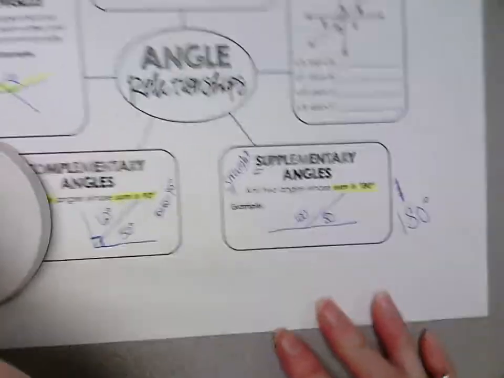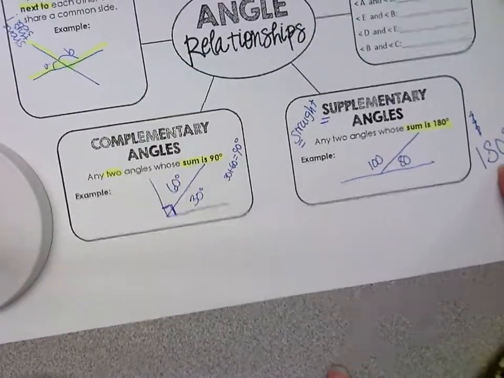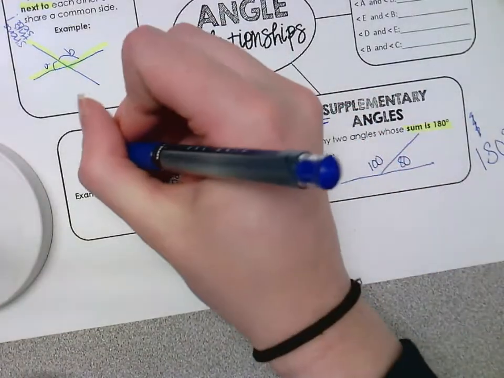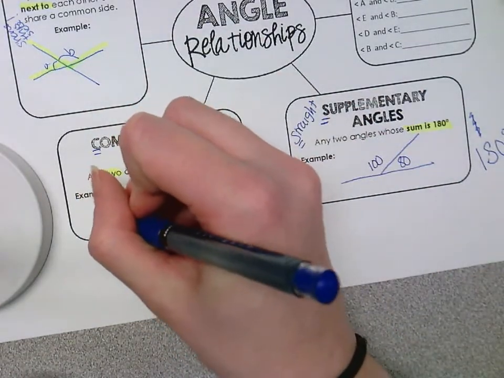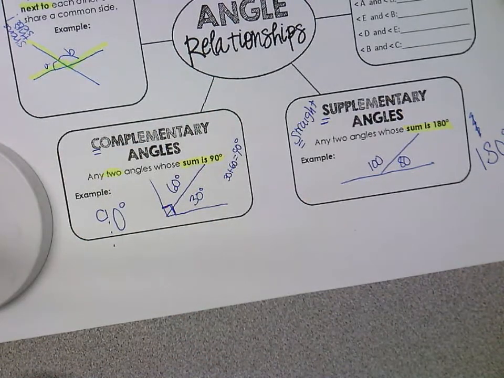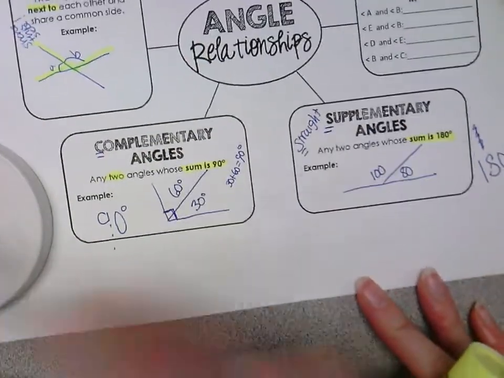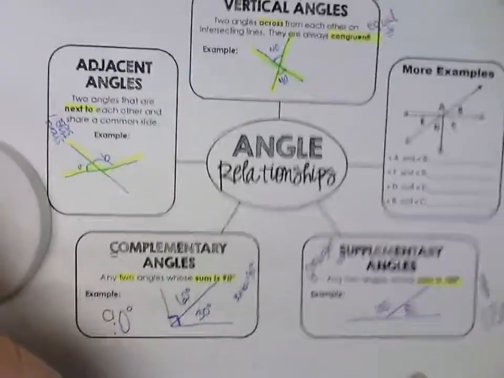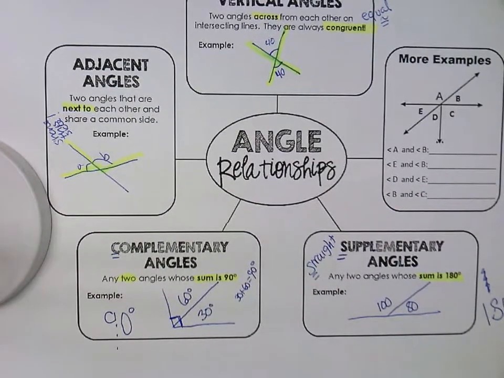And then also when we talk about supplementary and complementary, we can do the same thing similar to this. Complementary starts with a C, and I can draw my dots and make it look like a 90 degrees. Okay? So now that we've talked about the four different types of angle relationships, we're going to do a few examples.